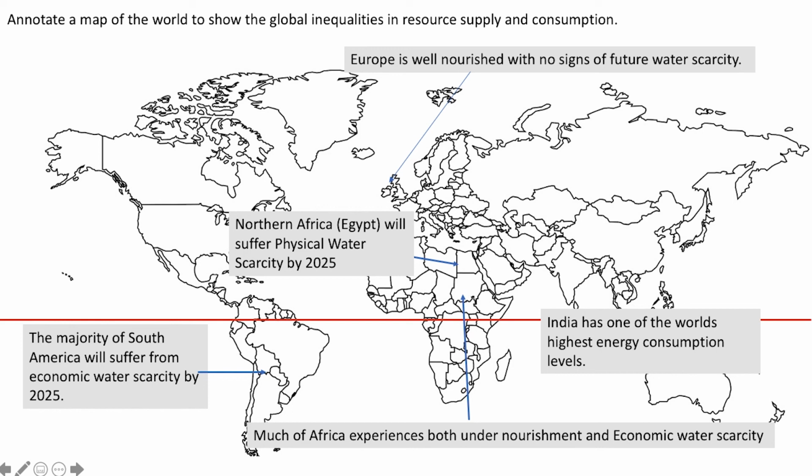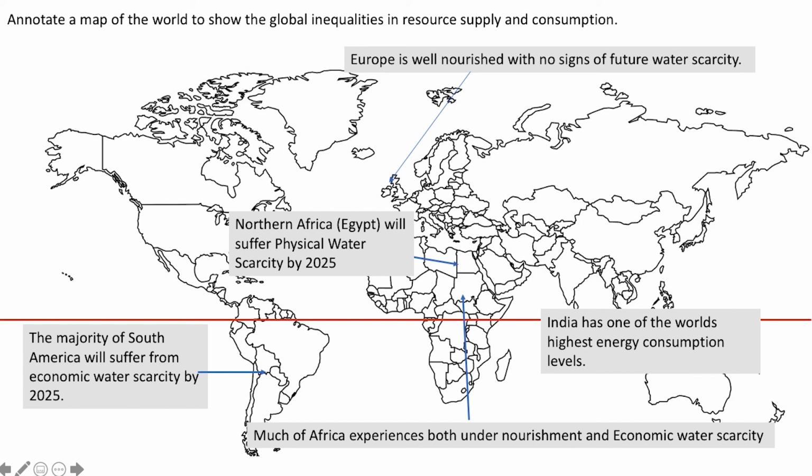And then you can double check that you're in the right place, because we also know, don't we, that the equator runs through northern parts of Brazil. So the equator is drawn on there, and then I've added some information. So from the top it says Europe is well nourished with no signs of future water scarcity. Northern Africa, Egypt will suffer from physical water scarcity by 2025. The majority of South America will suffer from economic water scarcity by 2025.